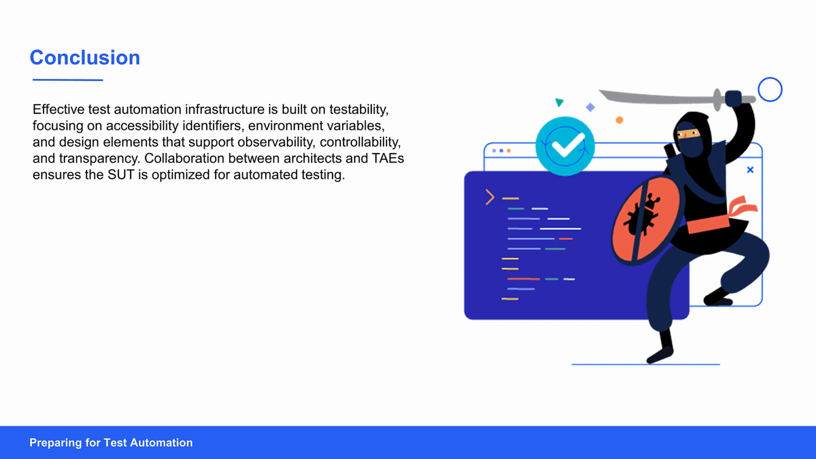Remember, collaboration between software architects and test automation engineers is key to making sure that the SUT is well prepared for automated testing. By incorporating these elements early in the design process, you can significantly improve the efficiency and effectiveness of your testing efforts.